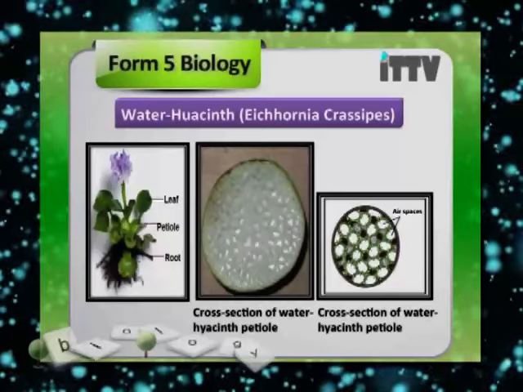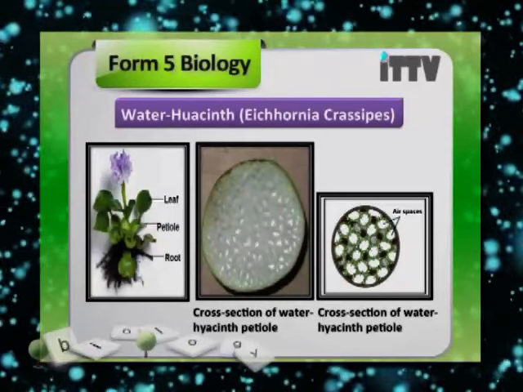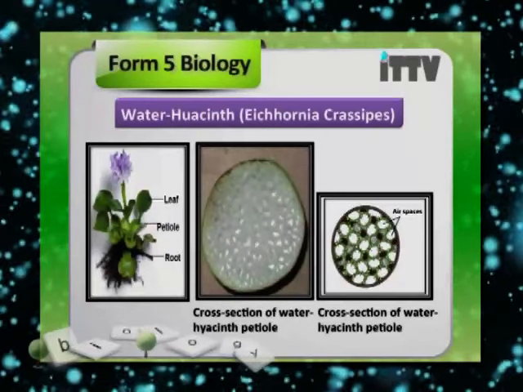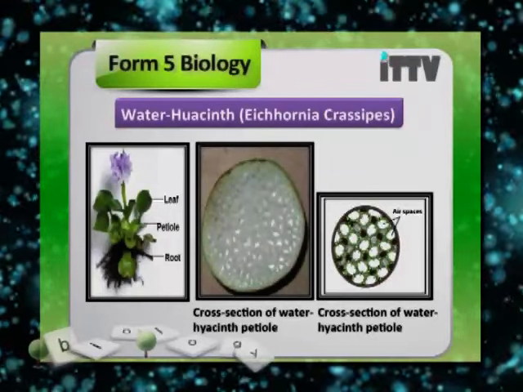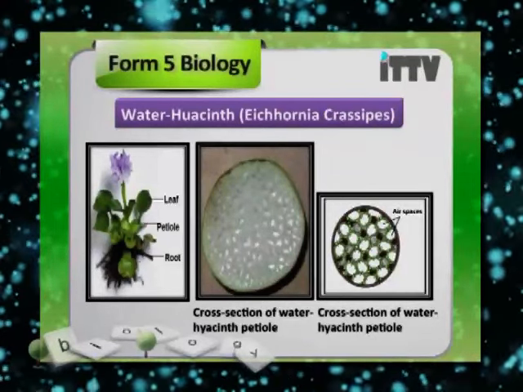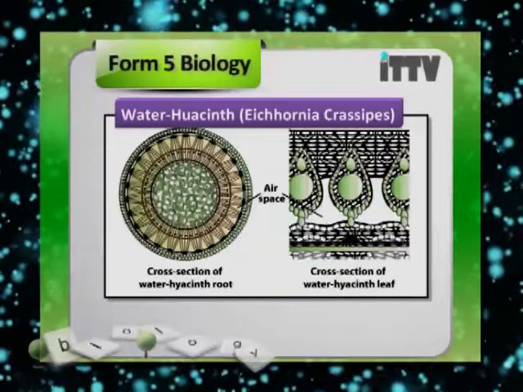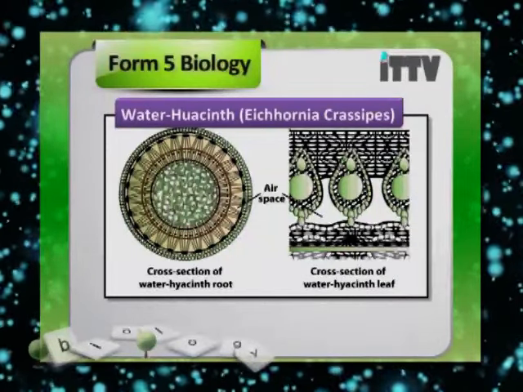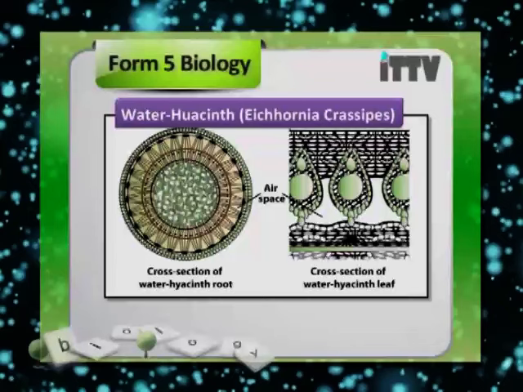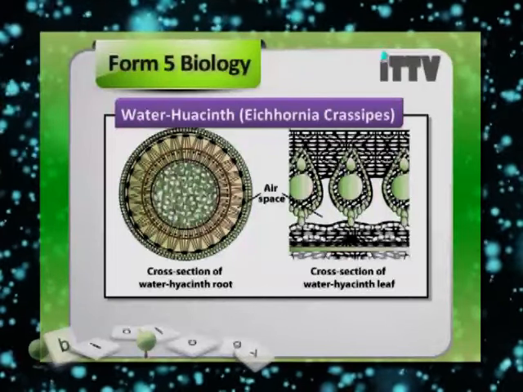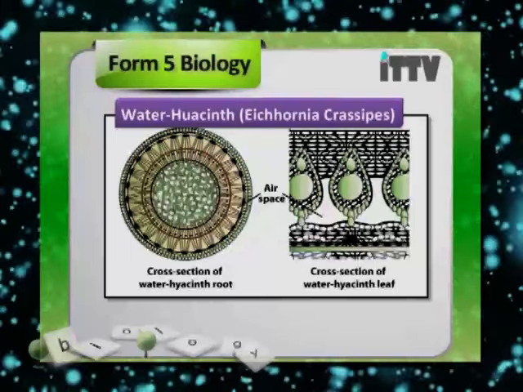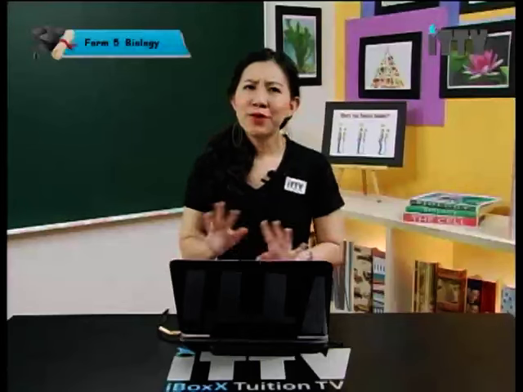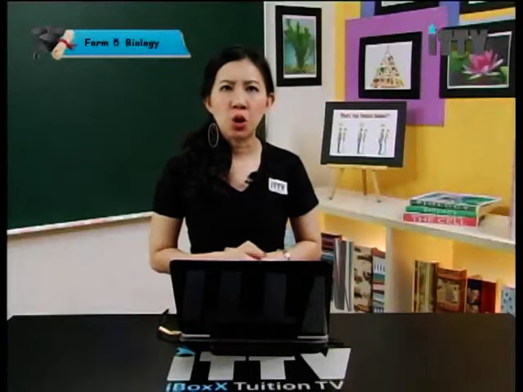So, in the diagram, you notice the cross-section of the water-hyacinth petiole. And you notice that there are lots of air sacs in there to help it float on top of the water. And further diagrammatically, the cross-section of the water-hyacinth root also has a lot of air spaces to allow it to float easily.